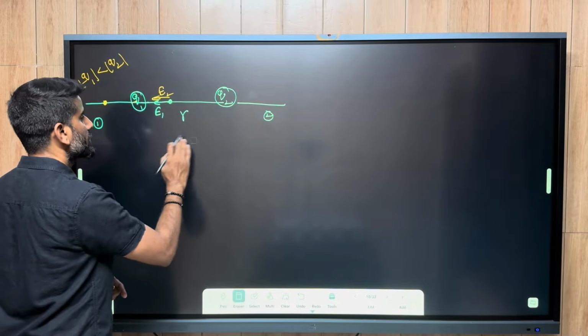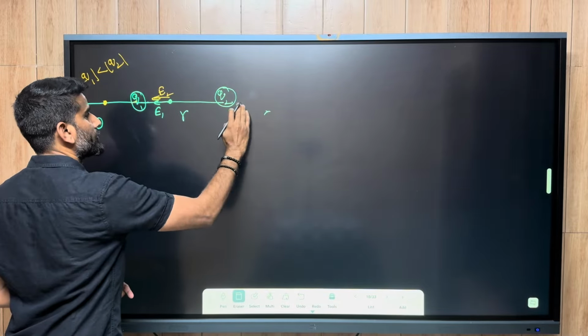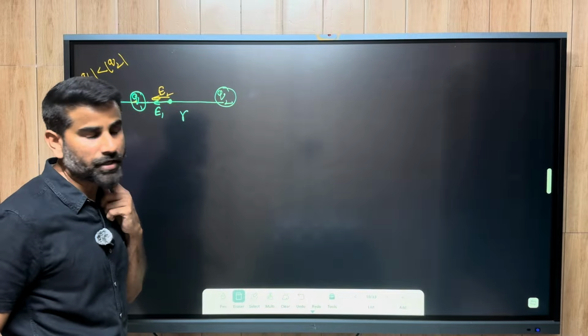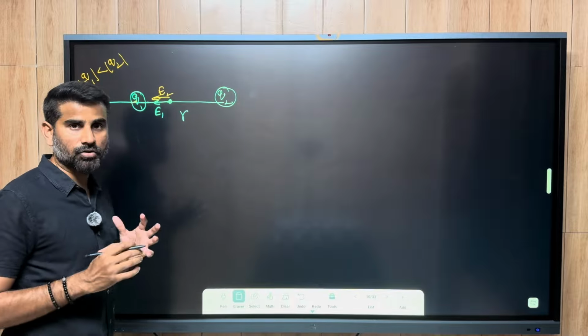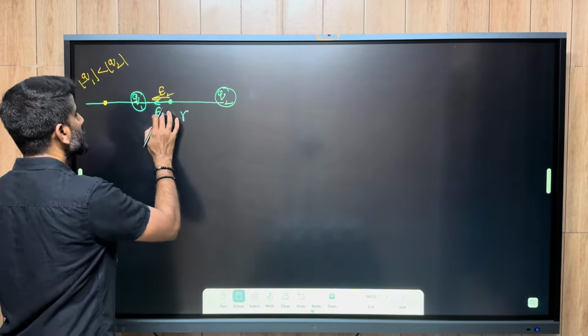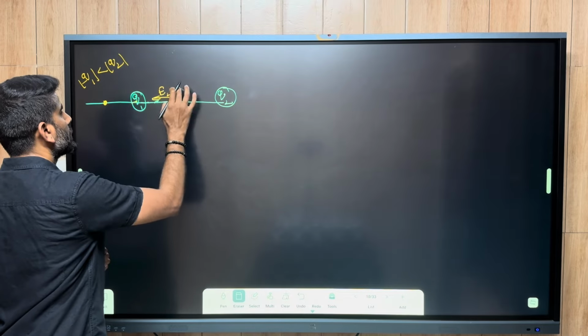I am going to erase all these things. Okay, I have considered the point here, so this could be our null point. Now let us find the electric field due to individual charges, and I'm going to take these things off.